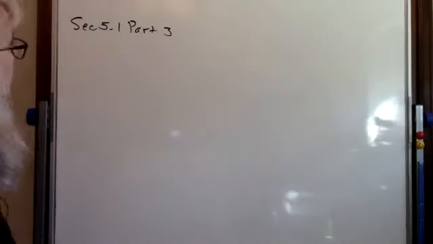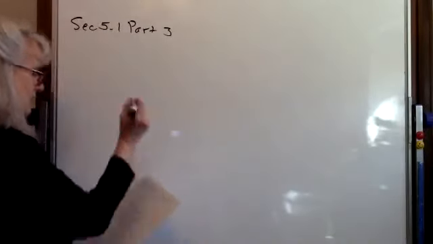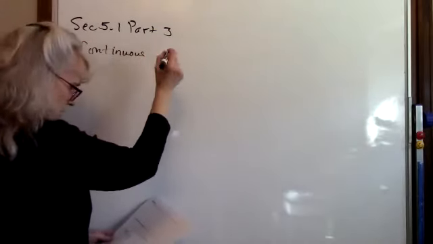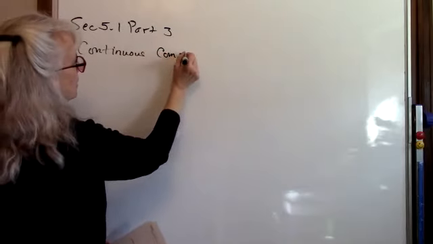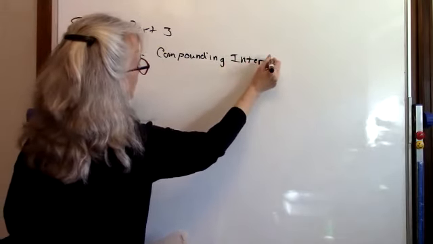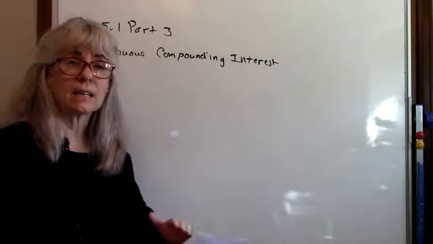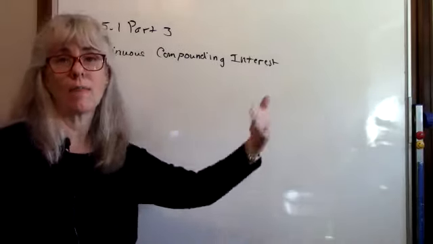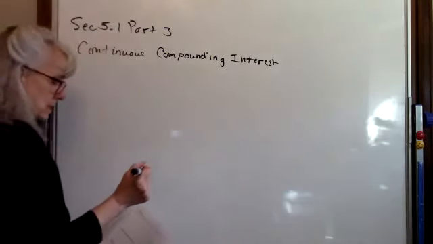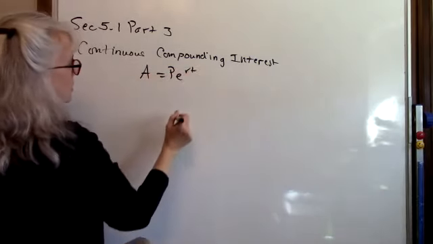In section 5.1 part 3, we move on to another formula, and this one's called continuous interest, or continuous compounding interest. So this takes the idea of compounding it daily and takes it to the extreme where you're constantly adding on that interest. Your book does derive the formula. If you want to look in section 5.1 towards the end of that section, you'll see the derivation of it. The key is that we're going to end up with this, P e to the rt, Pert.